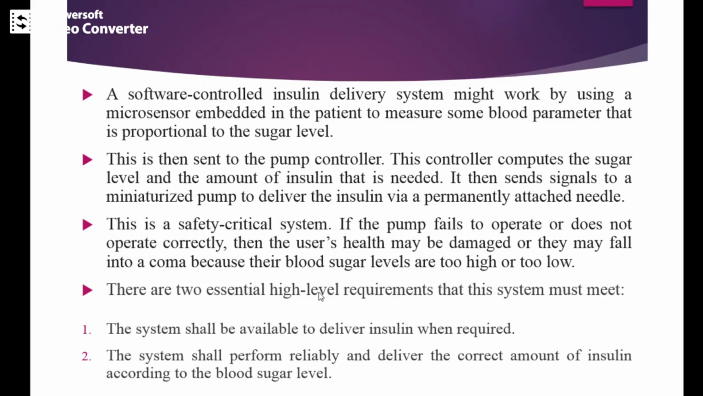What are they? First, the system shall be available to deliver insulin when required. So the first requirement is that this medical system should be able to deliver the insulin whenever required. Second, it should provide the correct amount of insulin. The system shall perform reliably and deliver the correct amount of insulin according to the blood sugar level.